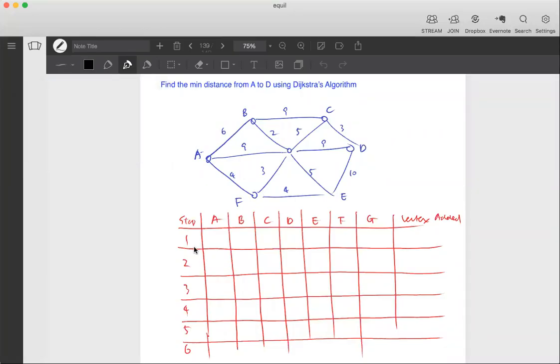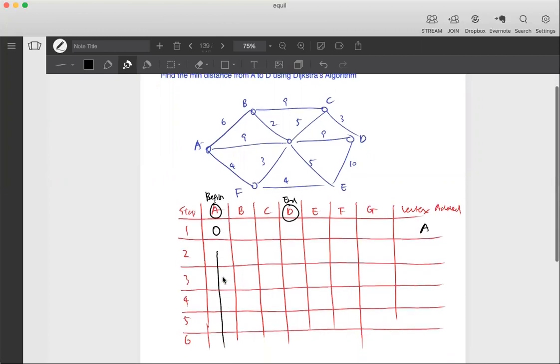So first thing is you draw the tables, and after that, you're just going to look at the beginning and ending vertex. So you're going to begin at A, circle where you begin, and then you're going to end at D, and circle where you're going to end, and then start to write down the distance. The distance from A to A is 0.